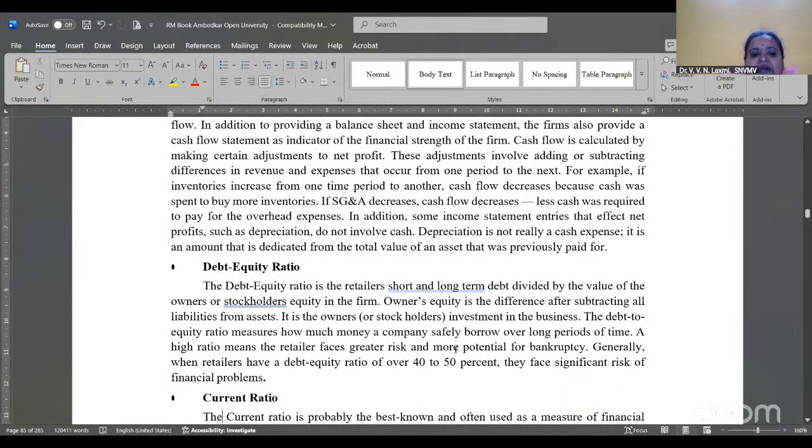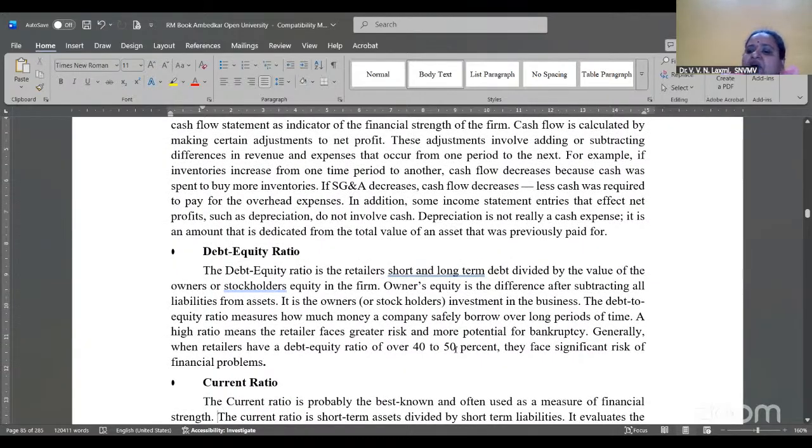Now, if the debt equity ratio is around 40 to 50%, then the retailer will be facing significant financial problems or financial risk. Debt equity ratio talks about the short and long term debt divided by the value of the owners or stakeholders equity, that is stockholders equity.